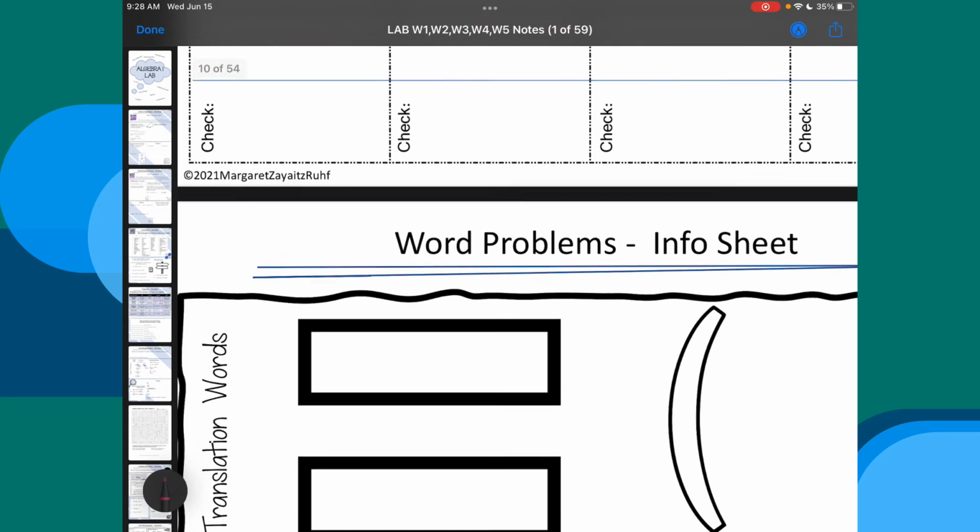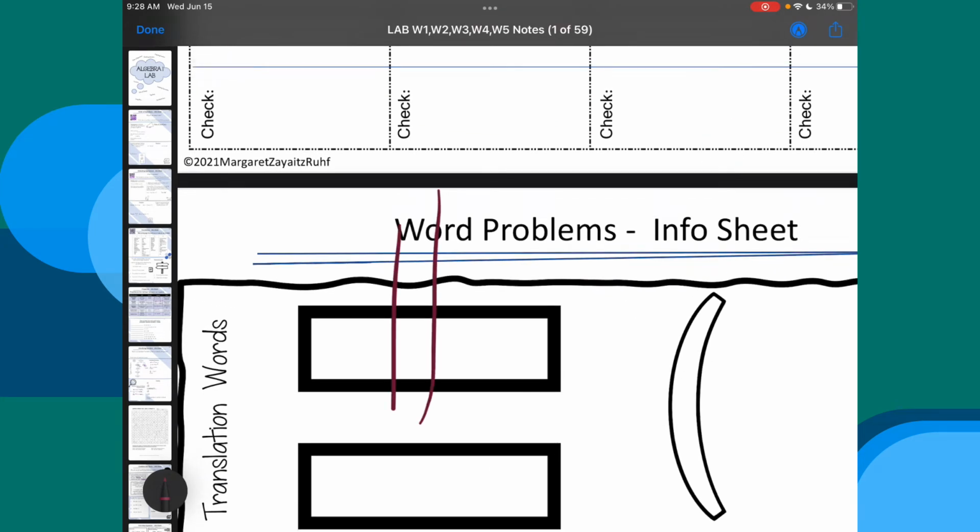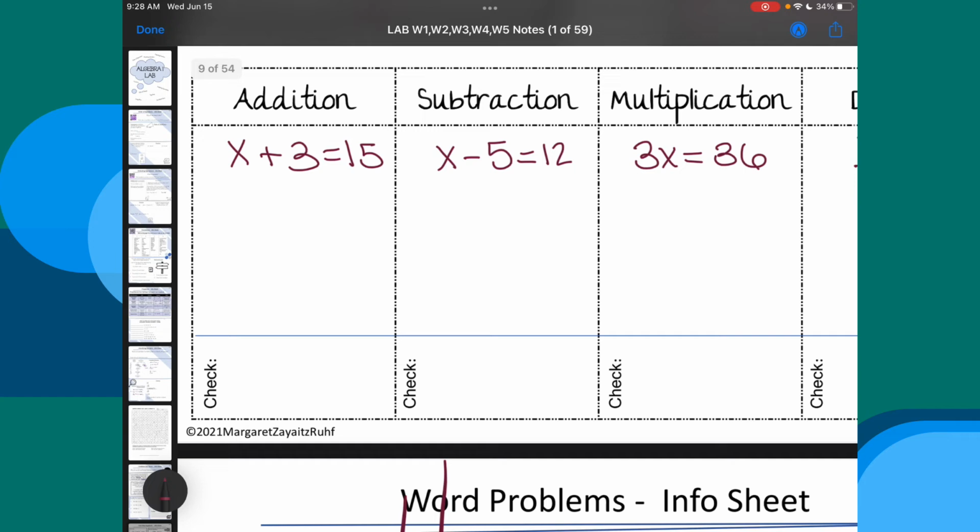If we had an addition problem, x plus 3 is equal to 15, we would want to keep our equation balanced. So we minus 3 from the left, then we have to also do the same thing from the right. We get x is equal to 12. Plus 3 and minus 3 cancel out to 0.